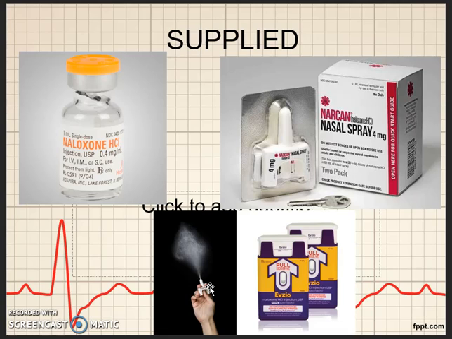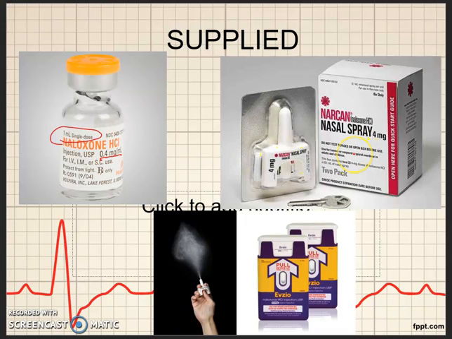You can see here a few more examples of how it could be supplied to you. This vial here is a 1 milliliter single dose with a concentration of 0.4 milligrams per milliliter. So this entire vial is only 0.4 milligrams.